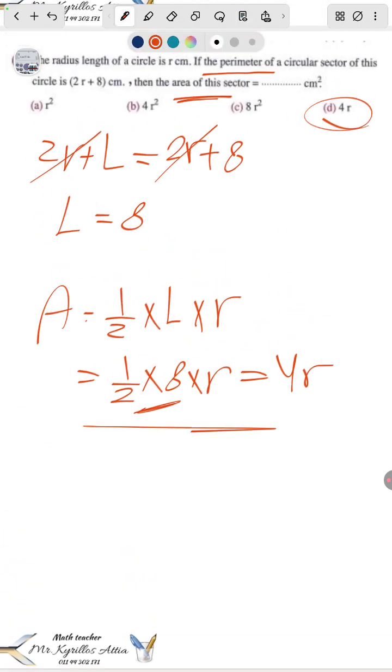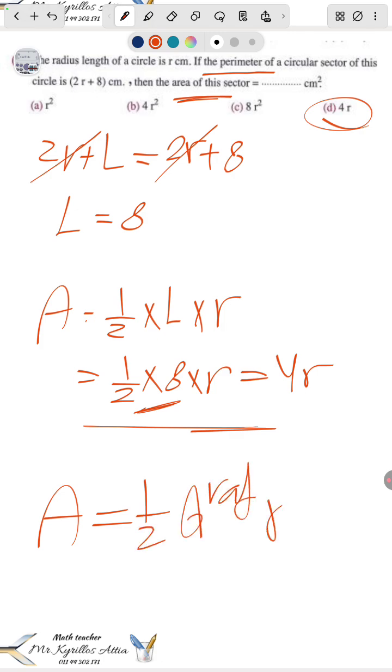The second rule of the area of a sector is area equals half theta in radians times R squared, for remark.